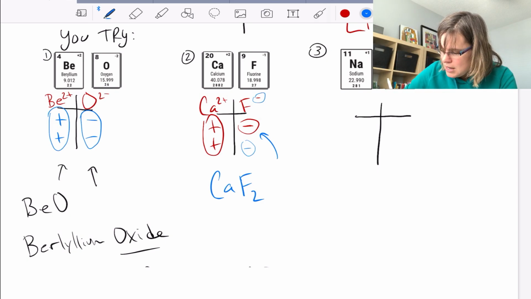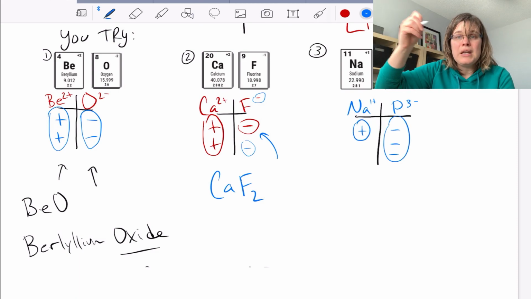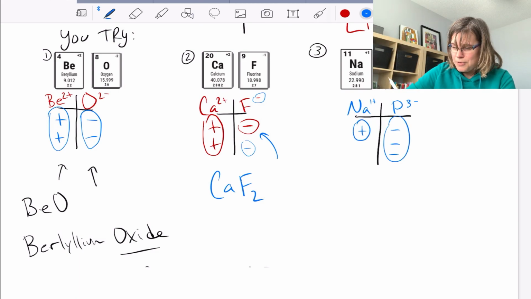Last one over here is sodium. It has a 1+, and phosphide has a 3-. All right, so who's at a loss? Who needs more? Well, this one for sure is sodium. And so sodium, since sodium needs more, we need to figure out which it balances.